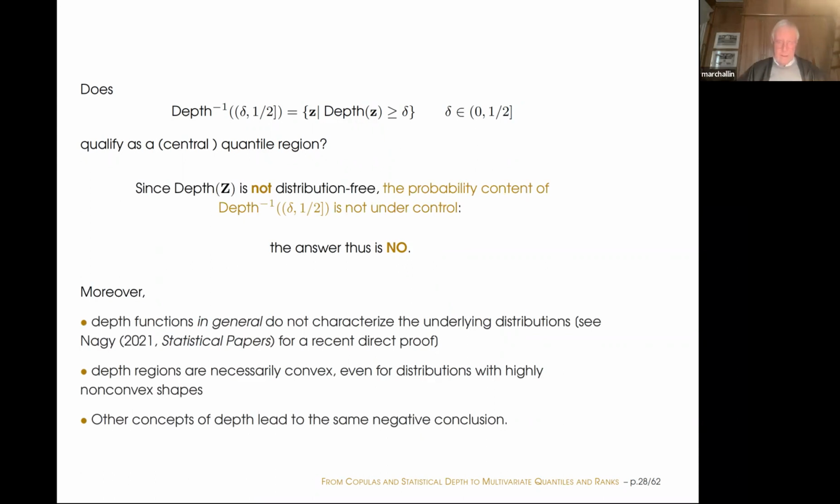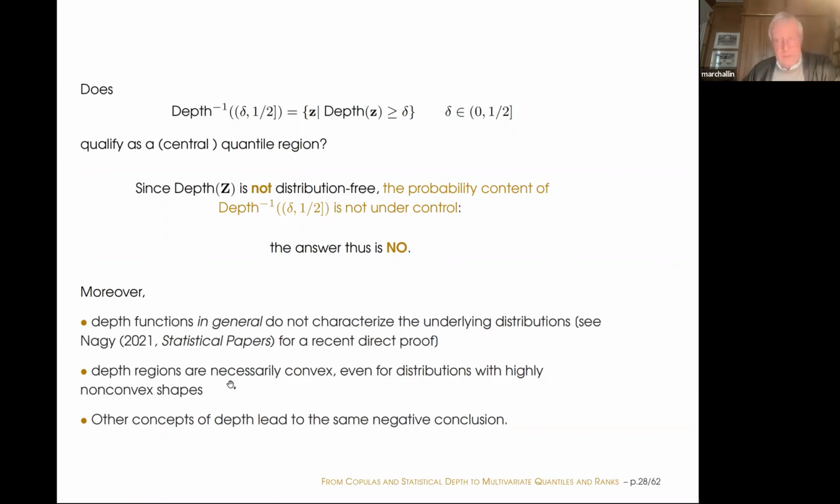Well, the problem is that, again, the depth is not distribution free. If you compute the depth at a random point Z with distribution P, that very much depends on P. And because of that, the probability content of a depth region also very much depends on the underlying distribution P. Therefore, it does not qualify as a quantile region. You have no control over the probability content of such a region. So the answer to the question is no, it does not qualify as a quantile region. And by the way, depth functions in general do not characterize the underlying distribution. There's a nice proof of that in a recent paper by a Czech author, Nagy.